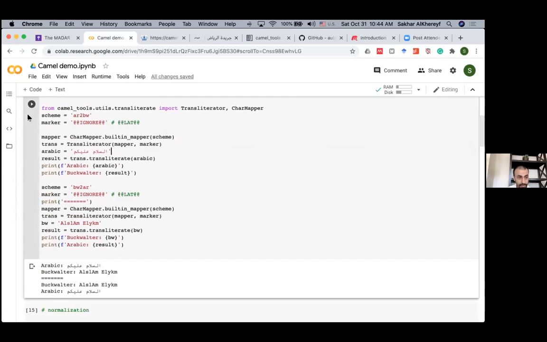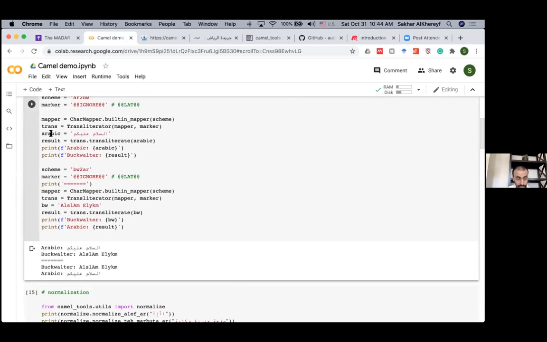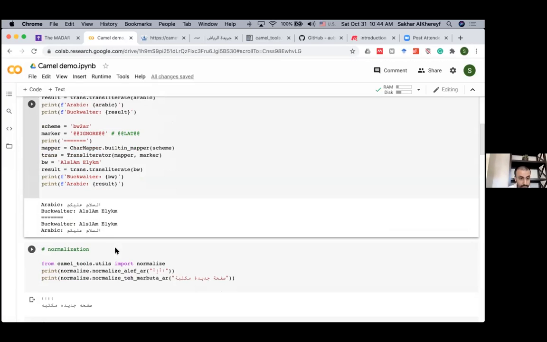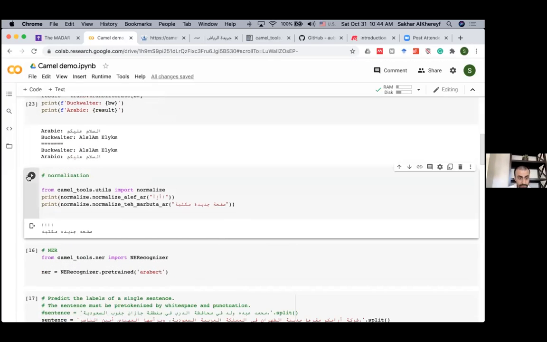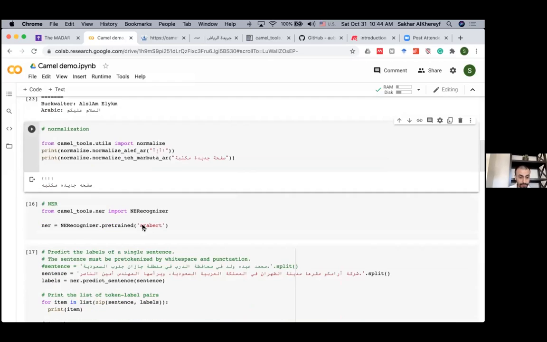So here you have transliteration. You have, like, Assalamu alaikum in Arabic script, and here you have the corresponding Buckwalter script. Normalization is here. You remove hamzas, you normalize ta marbuta.